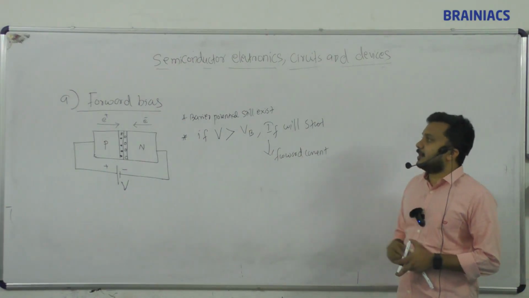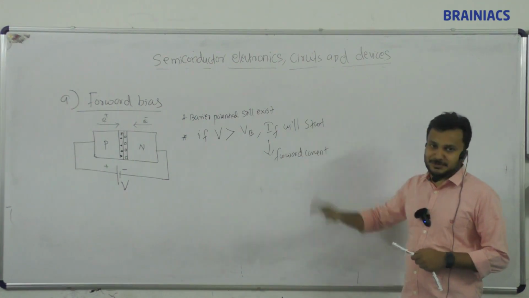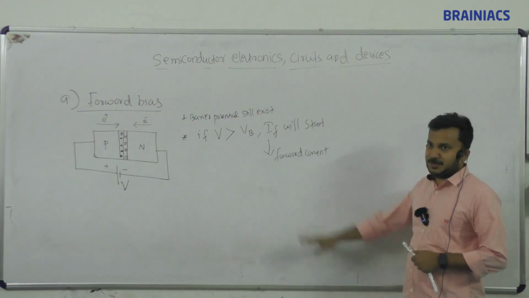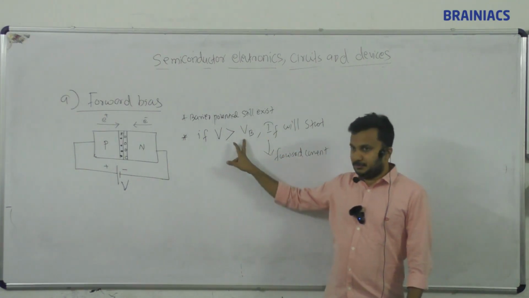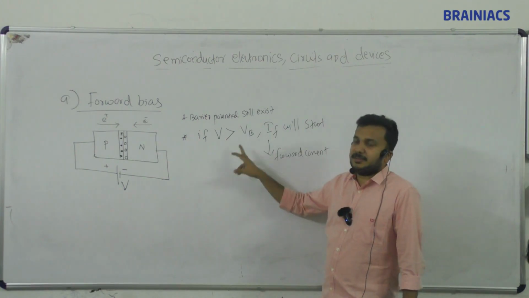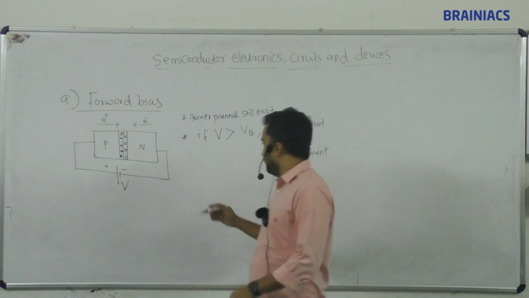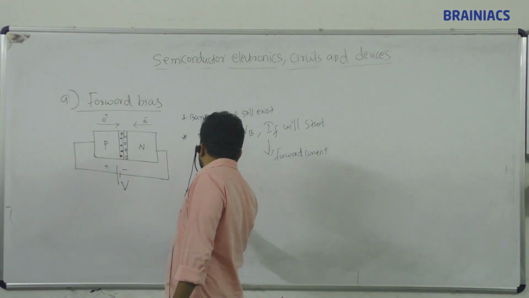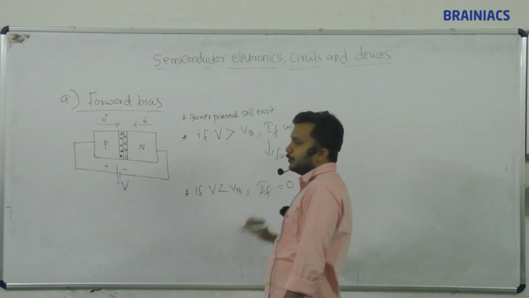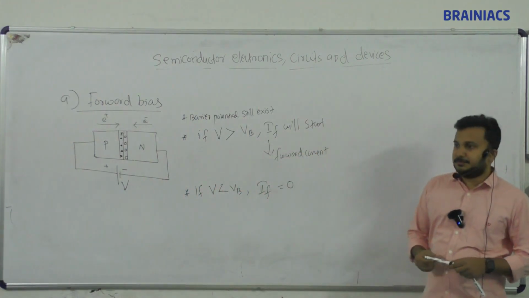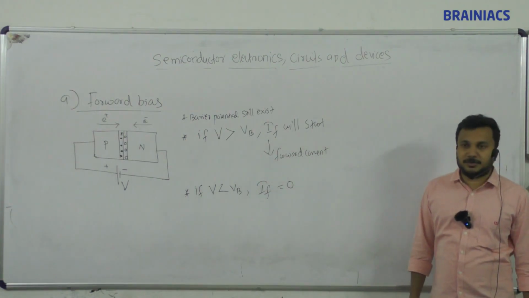If forward current is there, definitely there is a forward resistance and other things, that we'll see later. So understood? Whenever the voltage is greater than this one, then there is a current. So what will happen if the voltage is less than VB? We'll write that point, then we'll wind up. If V is less than VB, what is the value of IF? IF equal to 0. There is no current, because it cannot overcome the barrier.